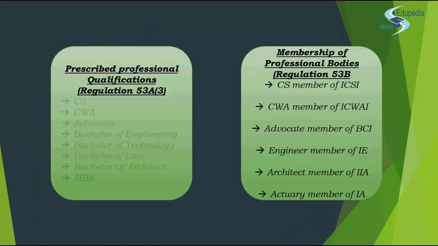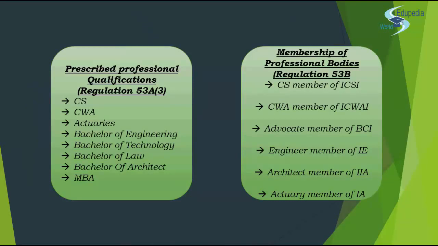So let us discuss the two of them. One is the prescribed professional qualification, regulation 53A3, which we have seen: CS, CWA, Actuary, Bachelor of Engineering, Bachelor of Technology, Bachelor of Law, Bachelor of Architecture, and MBAs. But when we are talking about regulation 53B, the membership of professional bodies, this is not the professional body, and not the professional qualification, but membership of those professional bodies. So we will write that a Company Secretary is a member of the Institute of Company Secretaries of India. Then you write that Cost Accountants are members of the Institute of Cost and Works Accountants of India, which is established under the Cost and Works Accountants Act 1959.